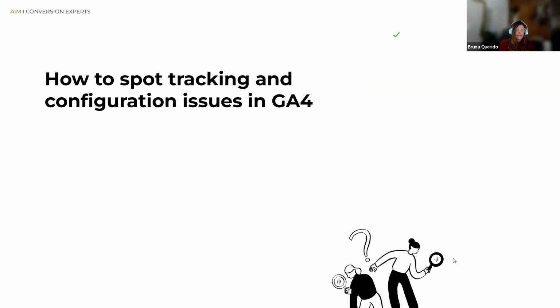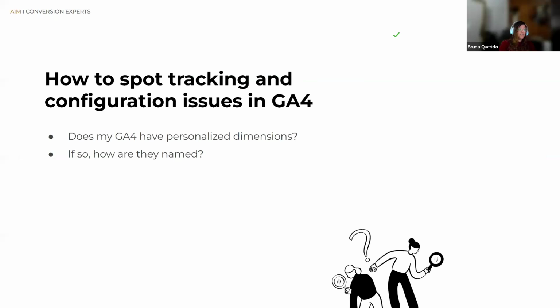How to spot tracking and configuration issues in GA4? Does my GA4 have personalized dimensions? If so, how are they named? We need to get familiar with the tool, the metrics, the dimensions, and the segmentations. How do they receive my parameters? Is it by personalized dimensions? Is it the default dimensions of GA4? It's received by a dimension, a segmentation, or a metric.